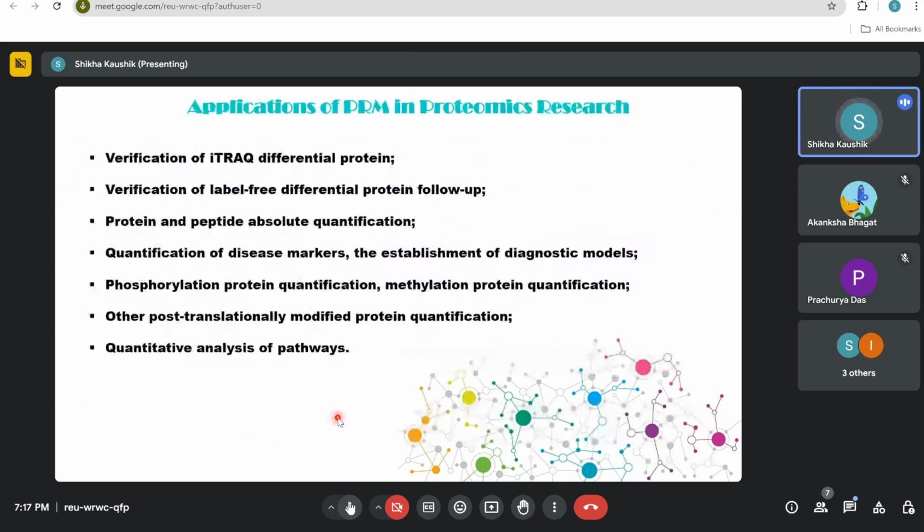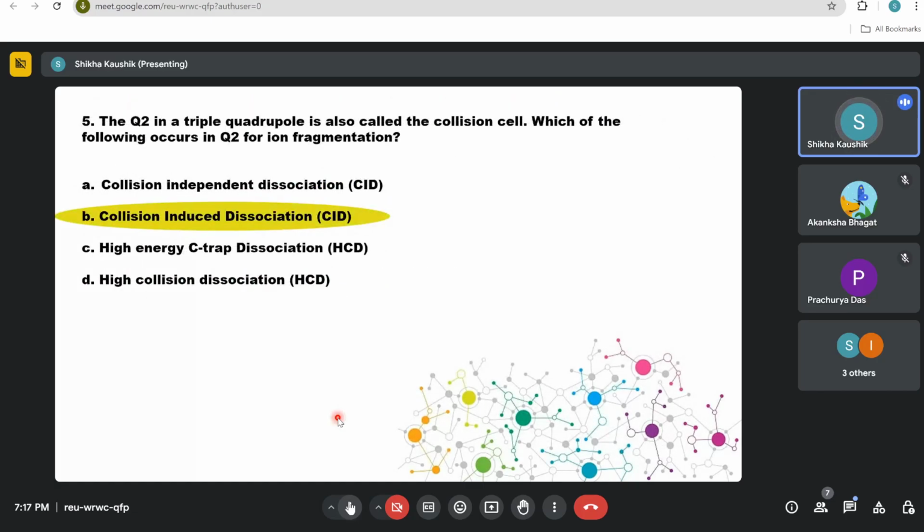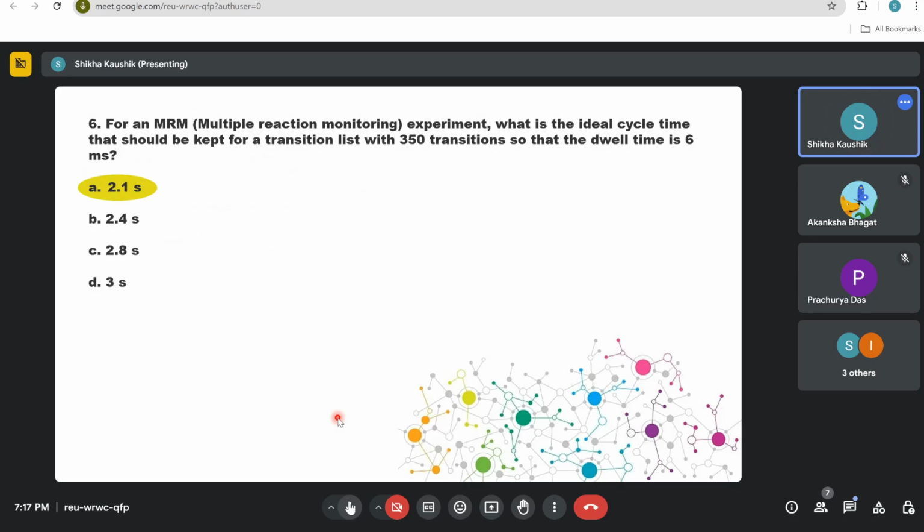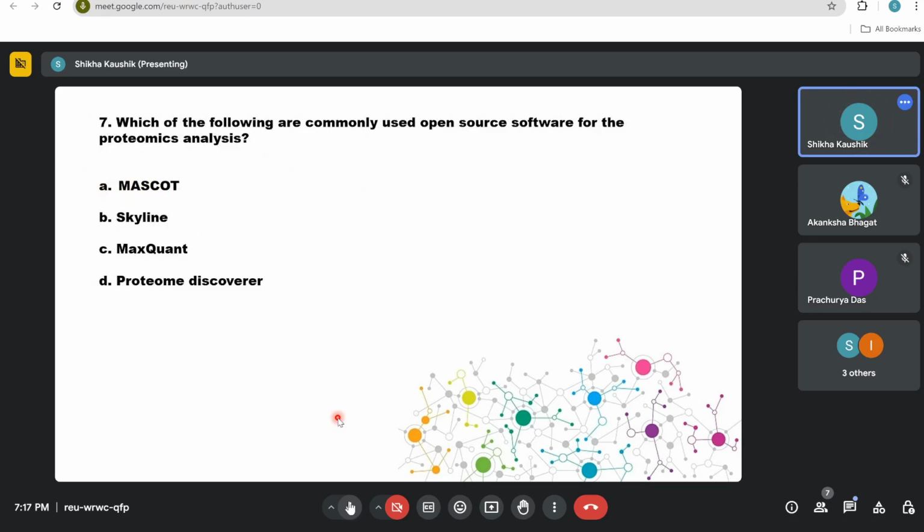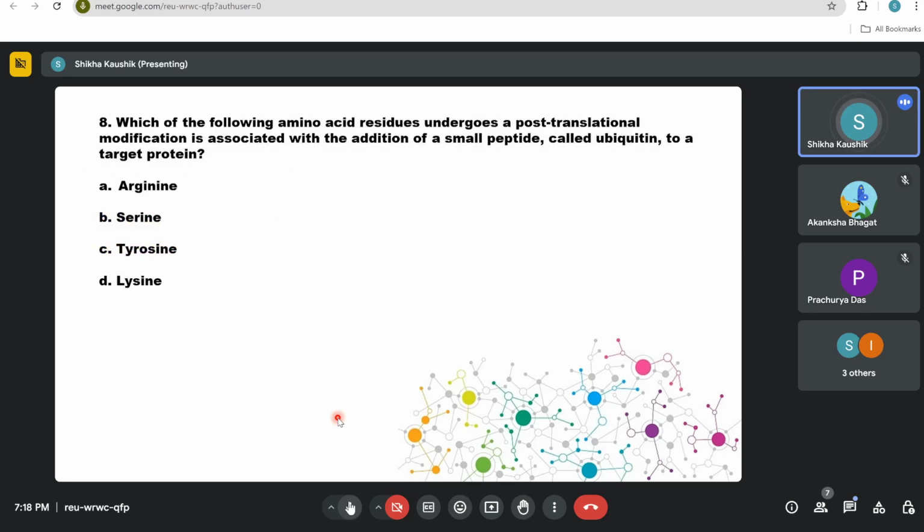Yes, you are right, Akshita. The answer is 2.1 seconds. Because you have 350 transitions and 6 milliseconds each, that will make it 2100 milliseconds, that is 2.1 seconds. Next question is, which of the following are commonly used open source software for proteomic analysis? I've just told you that, very simple. Skyline as well as MaxQuant. I have given you detail of MaxQuant as well. You can use MaxQuant and Skyline; these are freely available software for all the proteomic analysis.